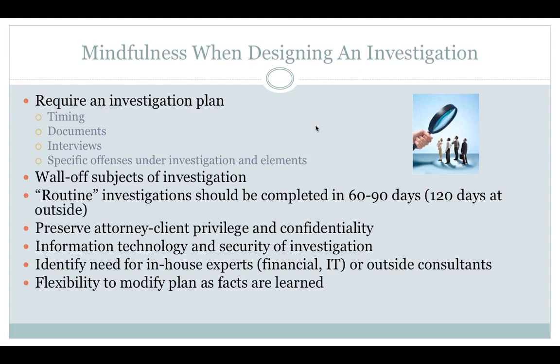Routine investigations, like I said, should be done in 60 to 90 days, 120 at the worst, but I don't want to see that. 60 to 90 days is plenty of time in most of these cases. 80% of everything that comes in is going to be HR related. Okay, so you have IT people, security of investigation. What I mean by that is that your documents, your work is protected, confidentiality is protected. You want to make sure that the steps that your investigators take are secure, that they're not disclosed. Okay, need to know basis is the rule here. Nobody knows unless they need to know.